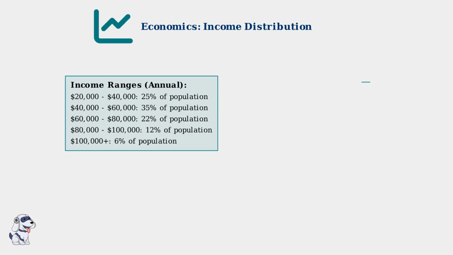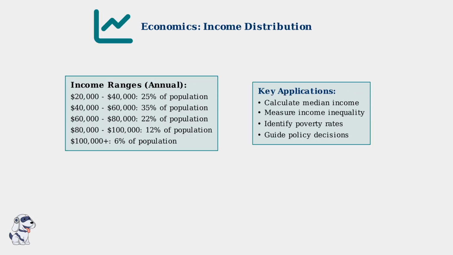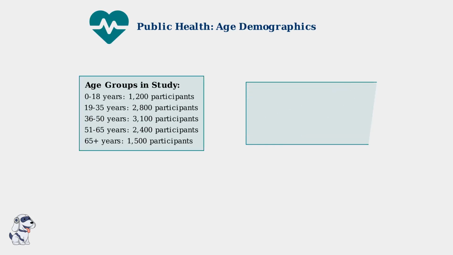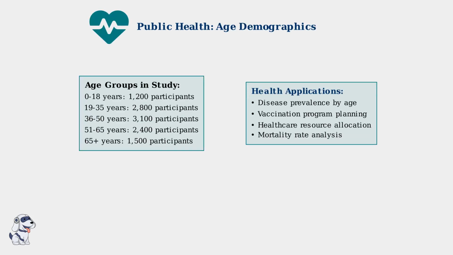Let's explore how different industries use these statistical methods to analyze and understand their data. In economics, grouped data statistics are essential for analyzing income distribution across populations. Economists use frequency distributions to understand wealth inequality and economic patterns. Public health professionals use grouped data to analyze age demographics and health outcomes. This helps in resource allocation, disease prevention planning, and understanding population health trends.